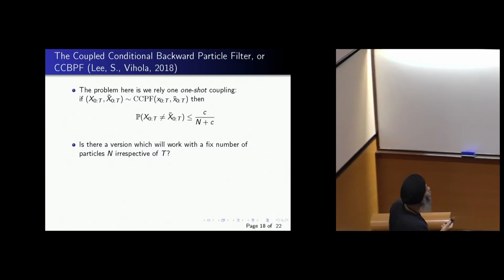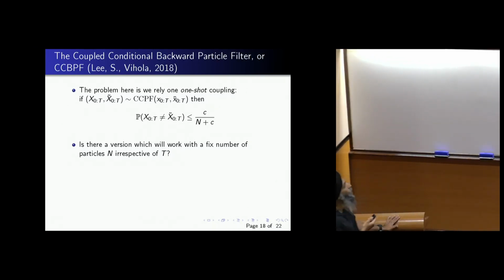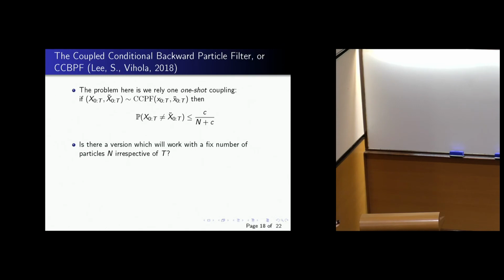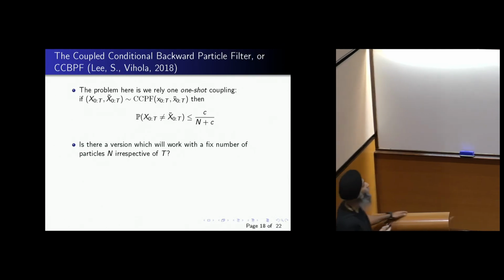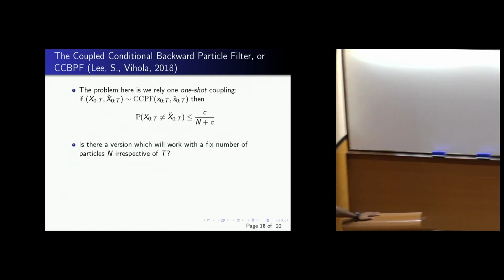So we want a version of a coupled conditional particle filter that again works with a finite number of particles irrespective of the length of the time series, because we can't increase particles as we had in the result before.